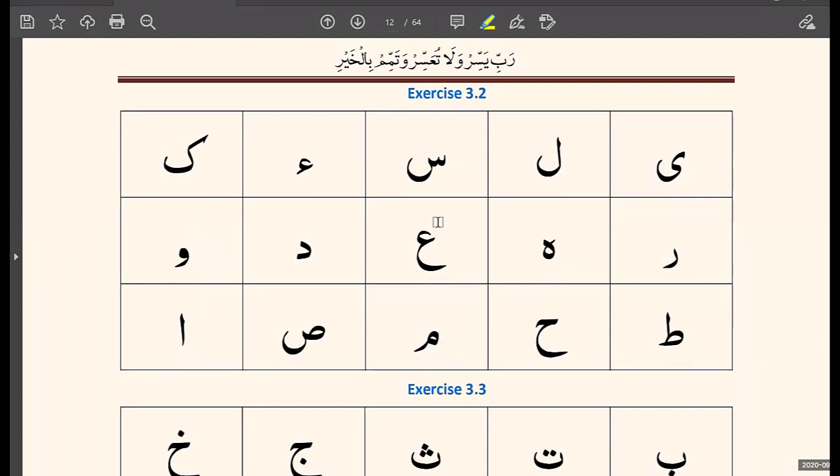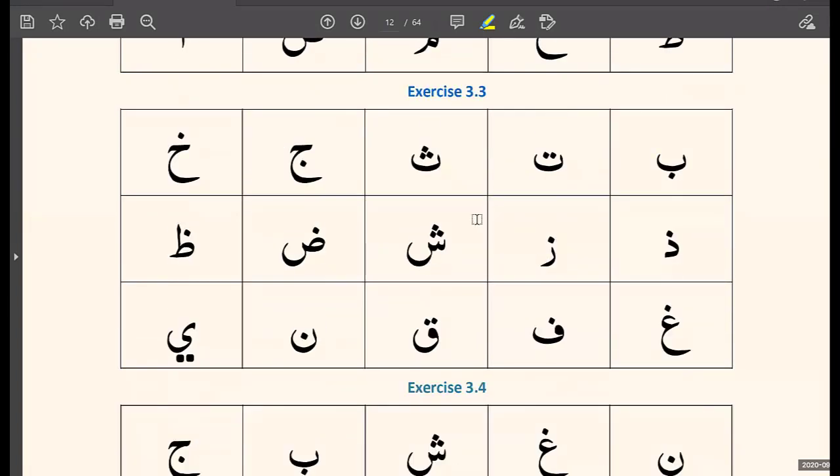Okay, third column, please. Mim, well done. Now, ein, no, not I, a bit inclining in the beginning after one stroke. Ein. Yes. Next, seen. Well done. Okay, good. And that's good. And now exercise 3.3, please.